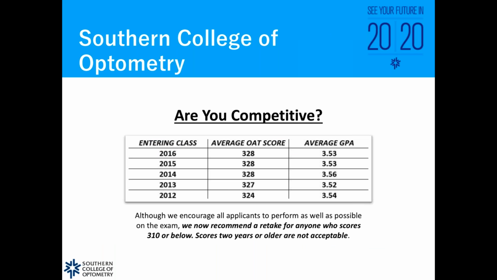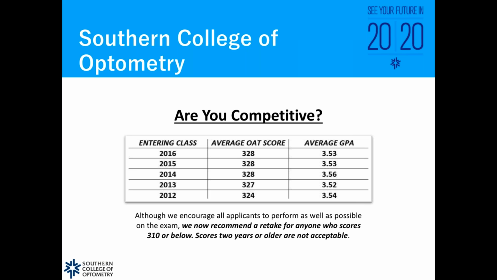So our current average for the OAT is a 328. And again, that's out of 400. So a 328 academic average is our average for what we're evaluating. Taking that scale into account, 300 is typically the lowest score we can accept for admission to SCO. I put the admission standards for the last 5 years up there, and I show that to you because what you're seeing is consistency. It's been consistently pretty competitive across the board.